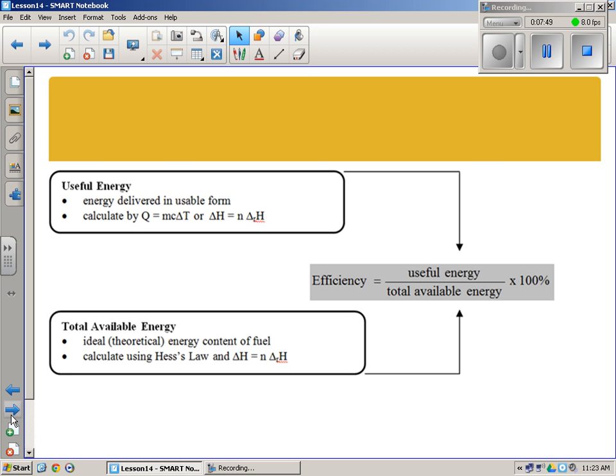Et cetera, et cetera. The thing with efficiency is you have to keep this in mind. It's actually a little bit easier than percent yield because you always know where the numbers go. What's the difference between efficiency and percent yield? What would be the difference if you looked at those formulas?